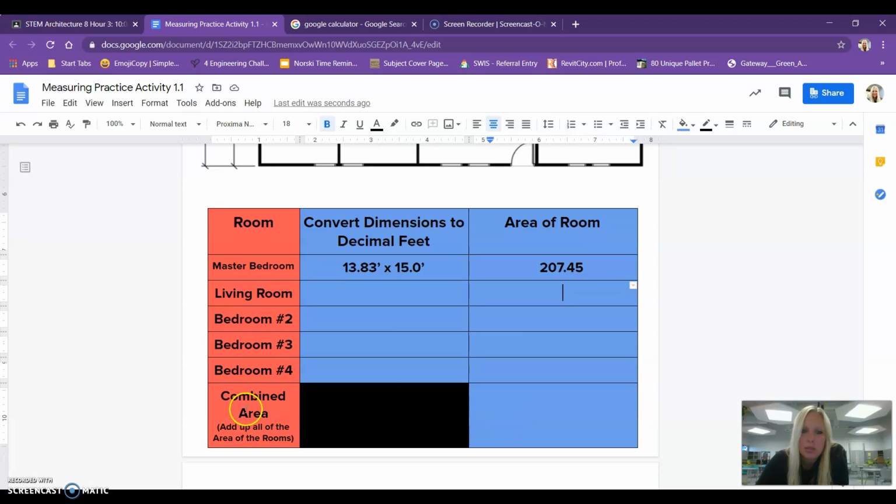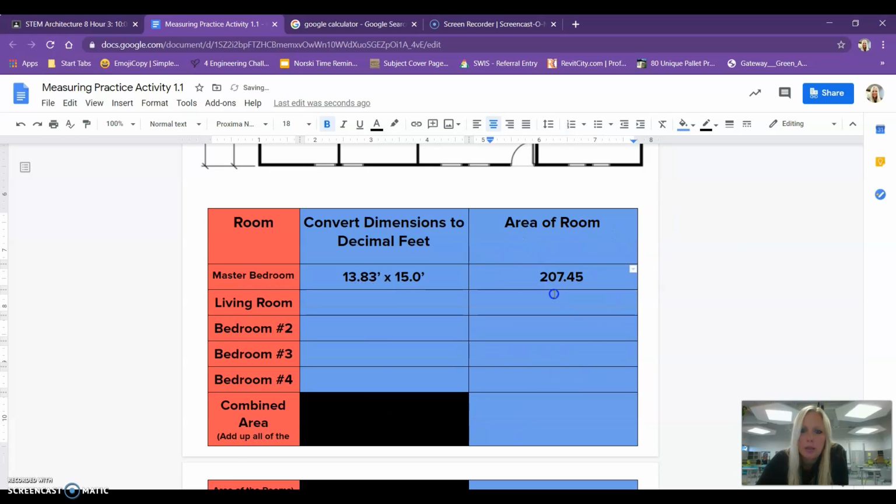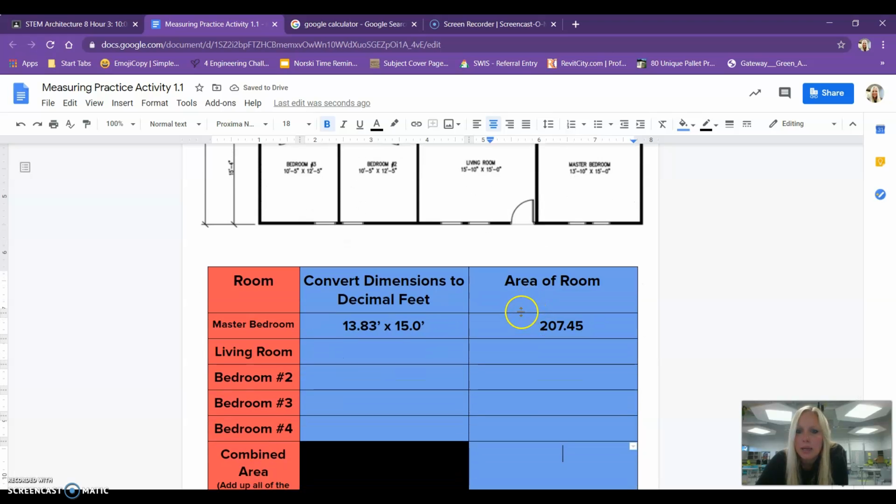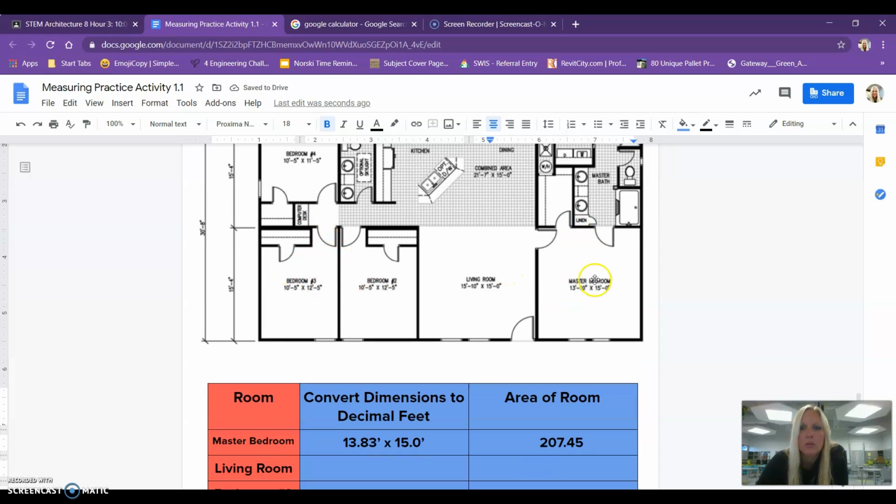Then what you're going to do is add up all of the areas of the rooms. So these boxes right here, you're going to add them up and you're going to get a combined area. Okay, that combined area will give you the total area of the house. So when you see on realtor ads the square footage of a home, that's where they get it. They add up the square feet of all of the rooms.